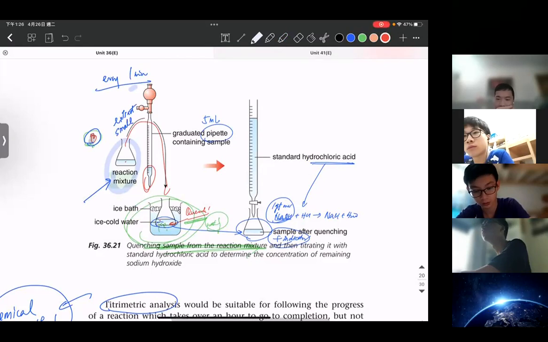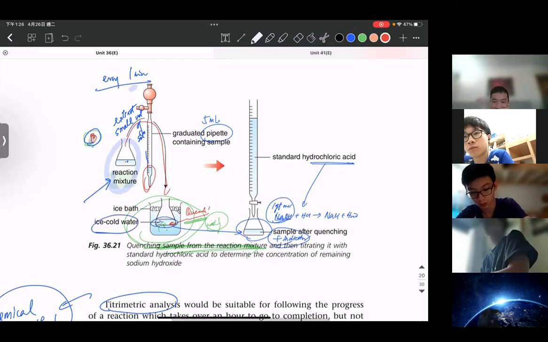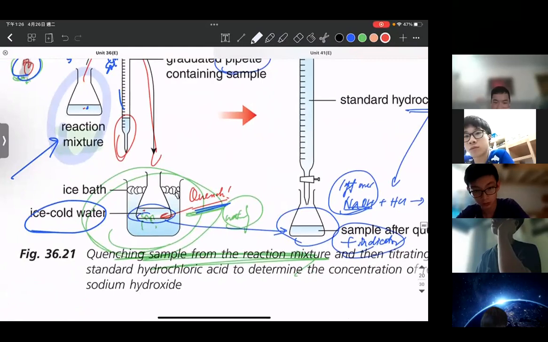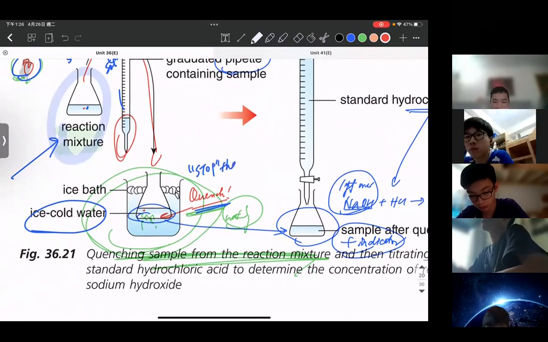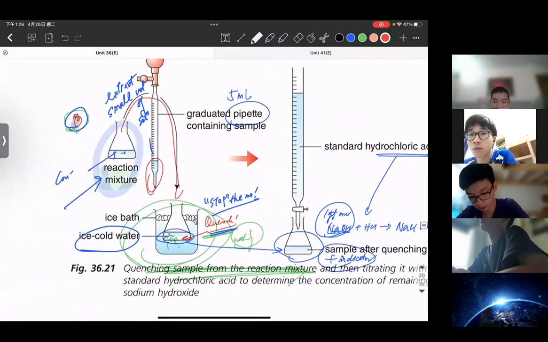a small volume of solution from here and deliver it to another container in which there is ice cold water. What is the purpose? I will rapidly stop the reaction. We call it quench, quench. Rapidly stop the reaction. Stop it. Let that reaction mixture here continue, but I only stop this part. Can you get my point?